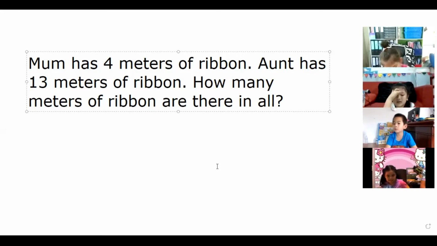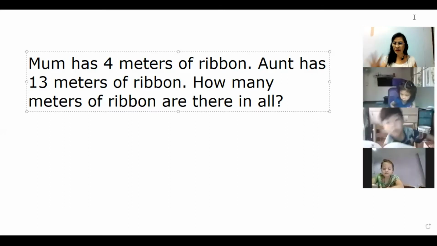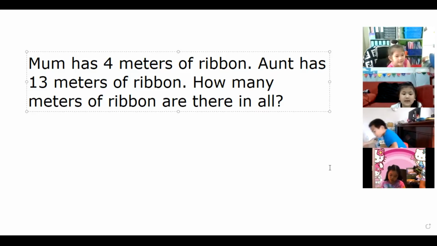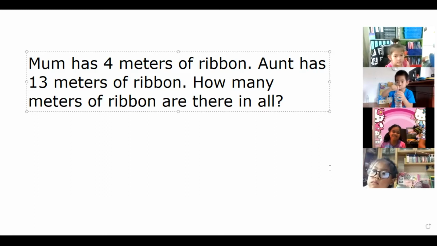Munich, there is no sound. I cannot hear. Say something, Munich. She already opened the microphone, but it doesn't have a sound. You don't have a sound. Okay, you have to fix the microphone.